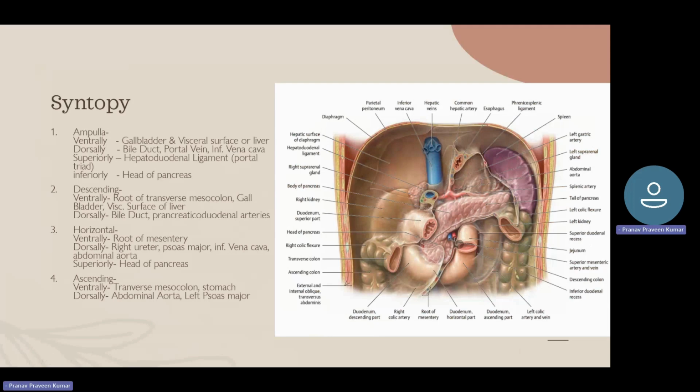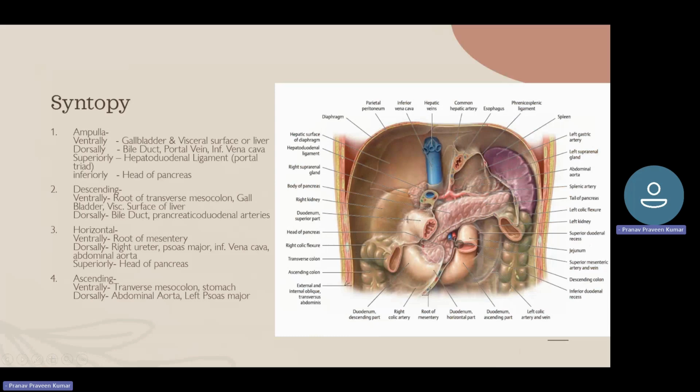Superiorly, you'll have the hepatoduodenal ligament right here. The contents of the hepatoduodenal ligament are the hepatic portal vein, the proper hepatic artery, and the bile duct. Important to remember that. And inferiorly, you'd have the head of the pancreas right here, also known as the uncinate process of the pancreas.